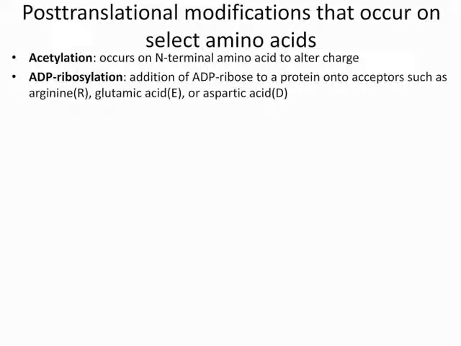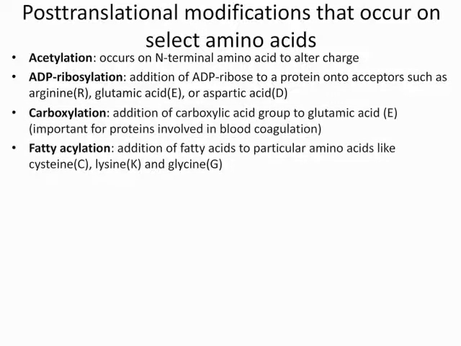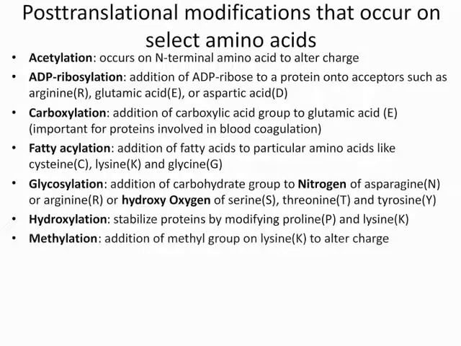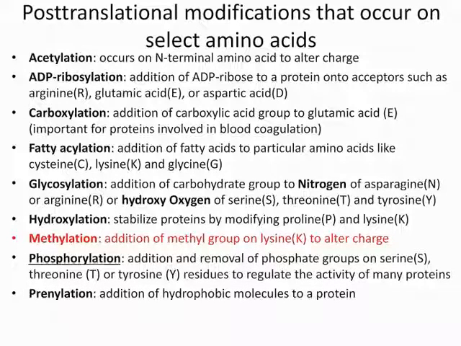Learning objectives: list the post-translational modifications that occur on select amino acids. So I'm not going to read these to you. Just be sure to look at all of them. They could all be fair game for the test, especially the one highlighted in red. So methylation, the addition of a methyl group on the lysine to alter the charge. So that's a type of post-translational modification that occurs on lysine.